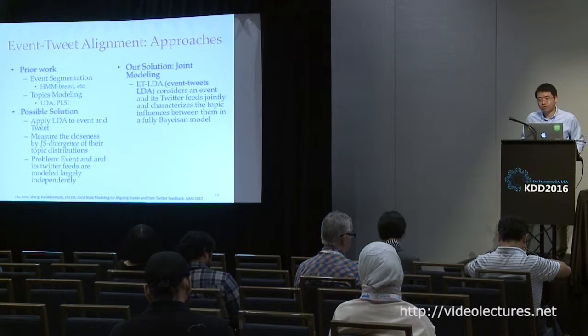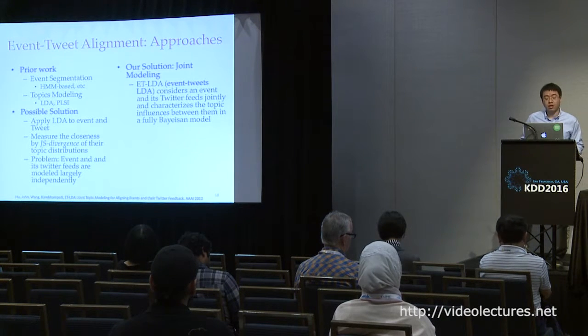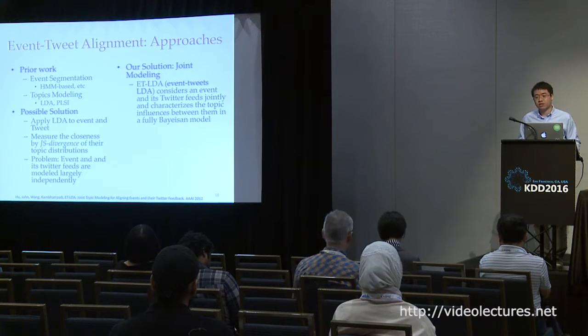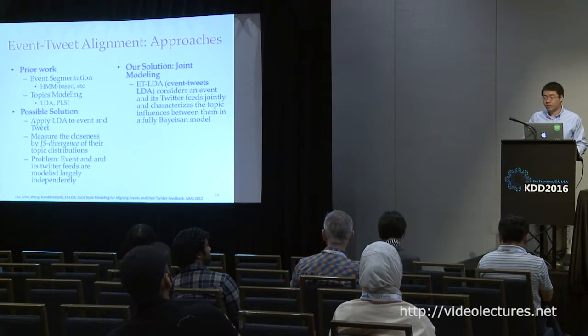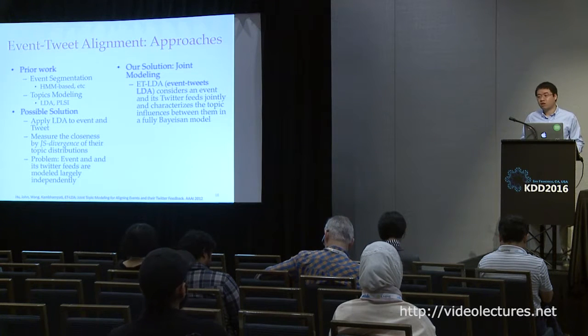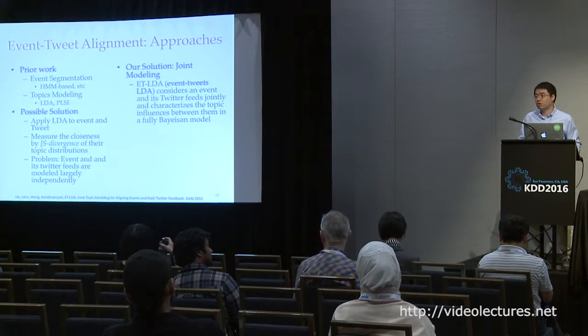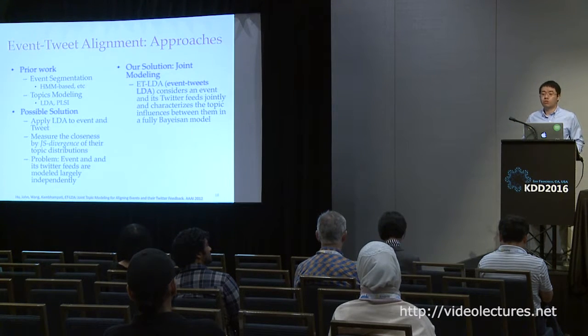But we argue that this possible baseline cannot capture the complex interactions between the event and tweets. We argue that actually the event and tweets are interdependent, not independent as this approach assumes. So why are the event and tweets interdependent rather than independent? We can imagine this. Given an event transcript, if we look at it, can you imagine what people are talking about in their Twitter content?